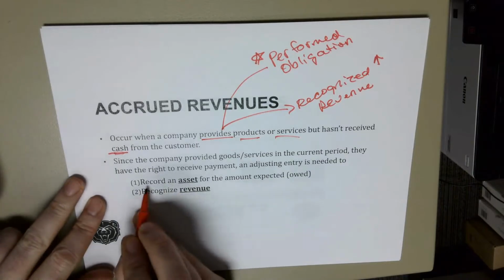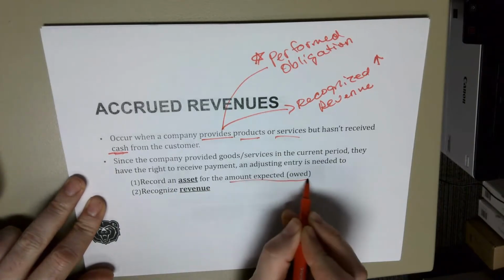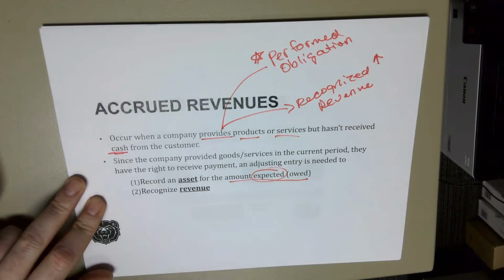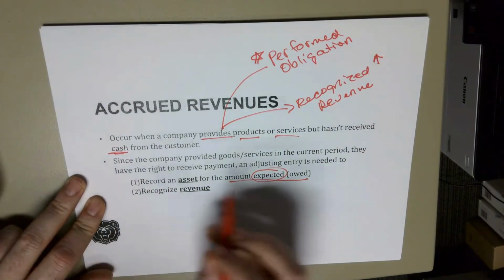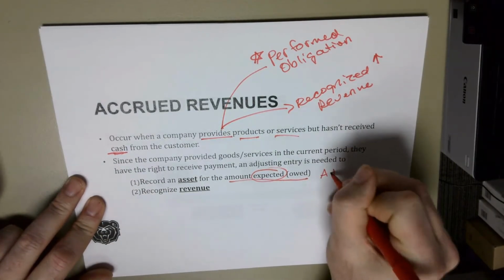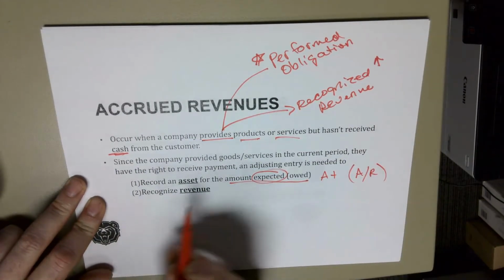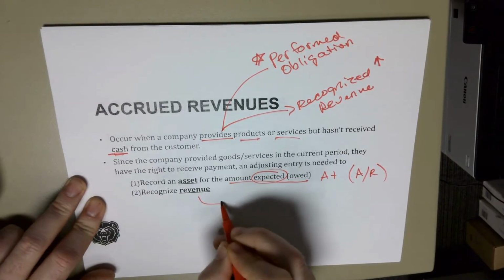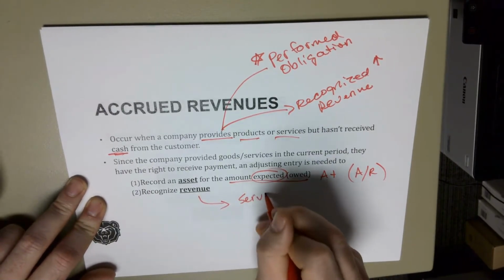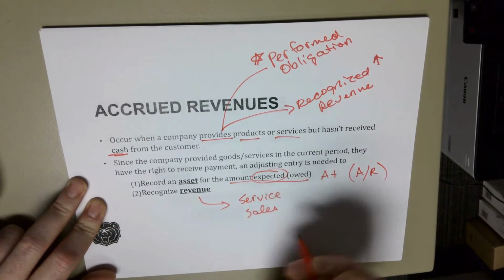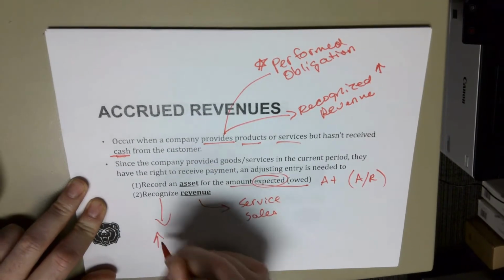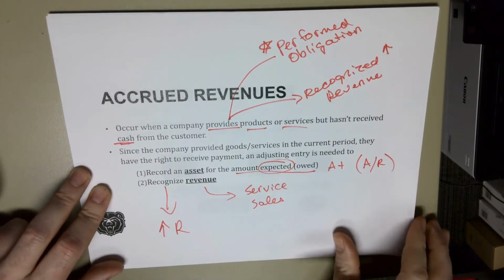So what we're going to do is record an asset for the amount expected or owed. Expected will become important later on in Chapter 5. But we're going to record an asset, so this is an increase in an asset. Typically, this is going to be accounts receivable. And we're going to recognize revenue, whether it's service or sales. And just remember, recognize is an increase to revenue.